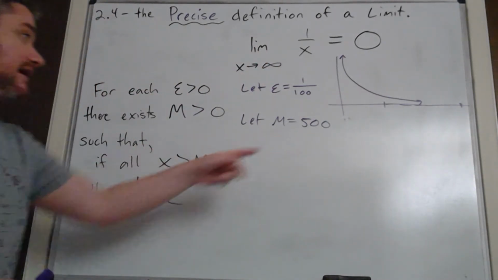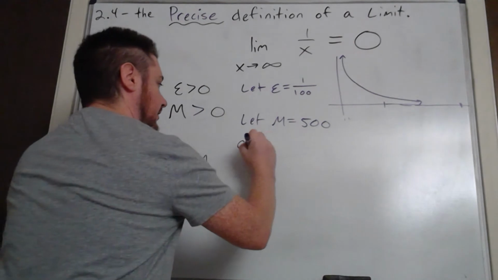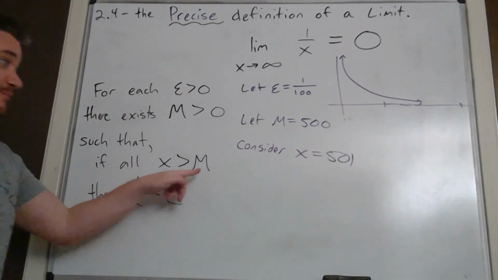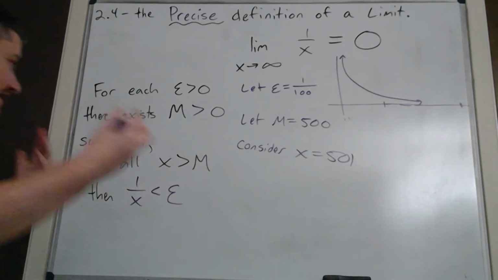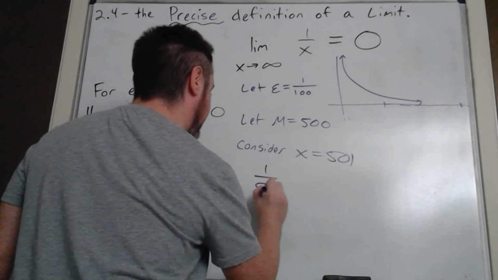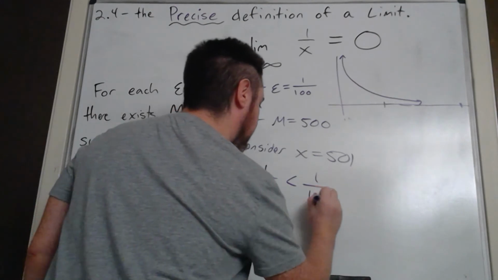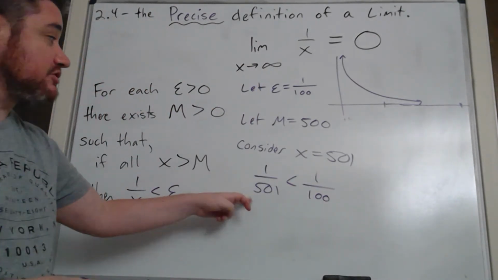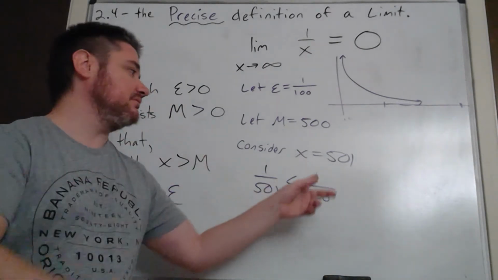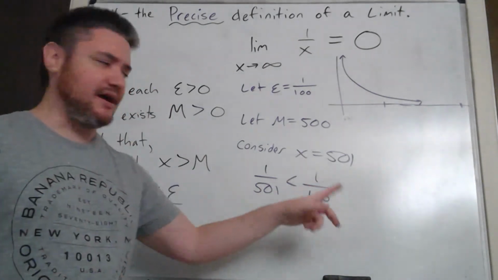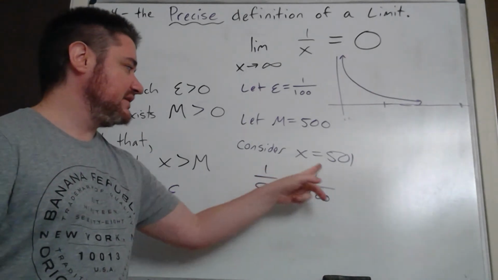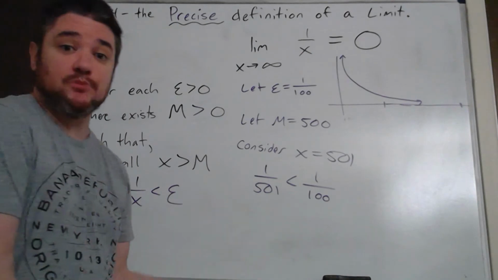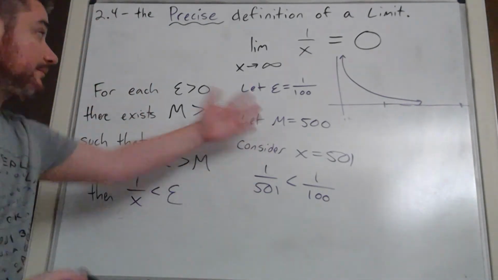Well, if m is 500, then let's consider x being 501, even larger than that. Is it true now that 1 over 501 is less than 1 over 100? Yes, that is true. 1/501st, whatever you want to call that, is smaller. If you've got the same numerator, the bigger denominator is actually the smaller number. So that works. So m would work, and there I proved it.